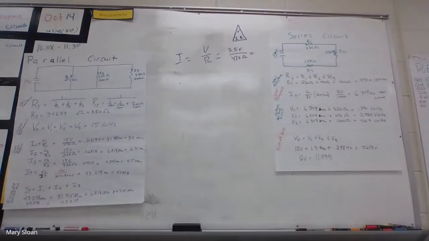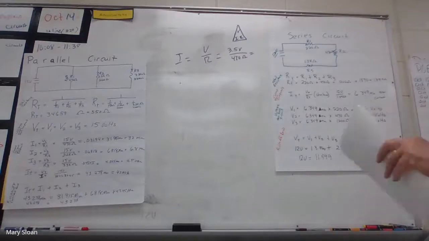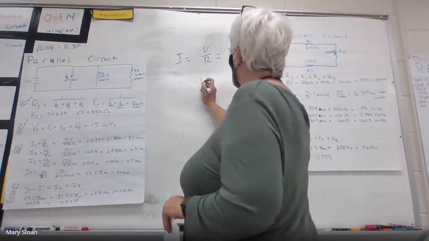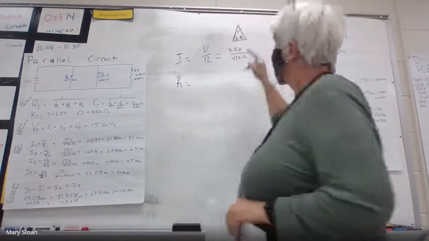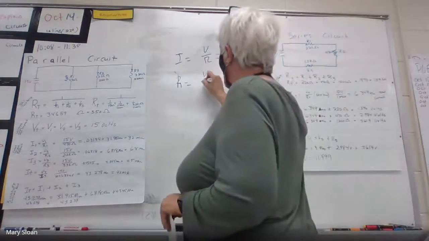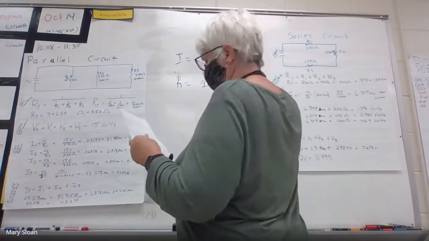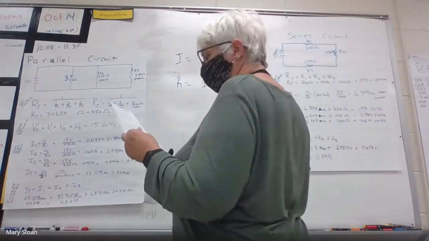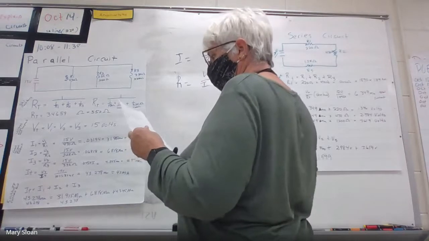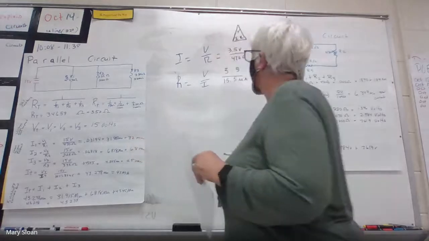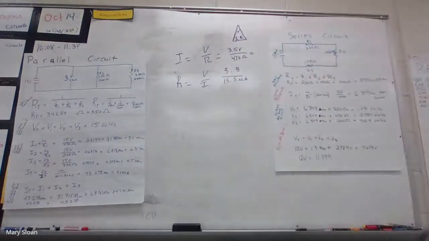For the second one, it gives us the I and it gives us the V, but it doesn't give us the R. So the formula that we're going to use is what? R equals what? V divided by I, right? Okay, so it tells us the voltage is 3.5. We're going to divide that by our I, which is 15.5 microamps. And you're going to put that in your calculator, and that will go for number 2 for R.